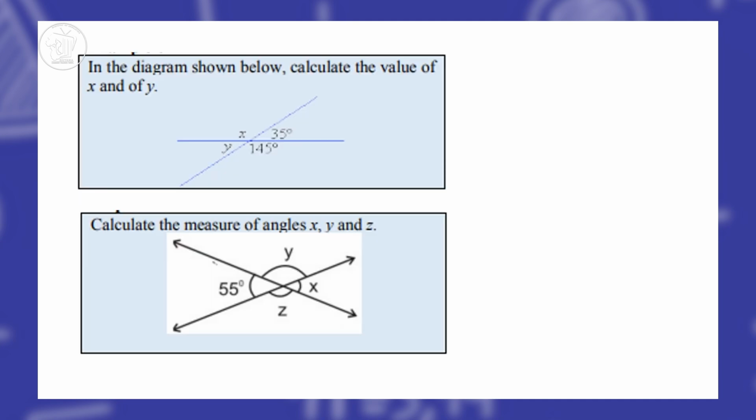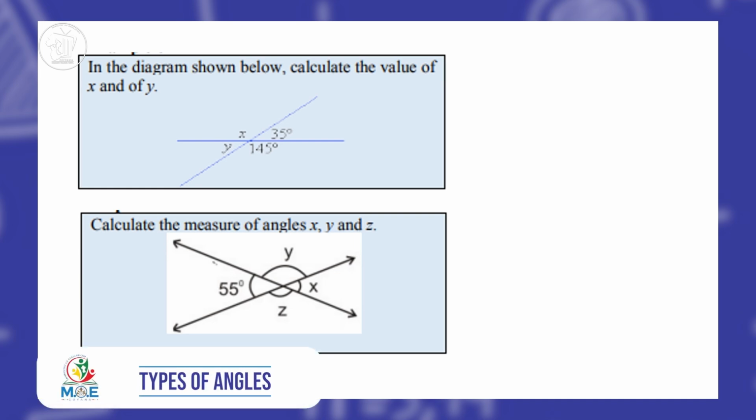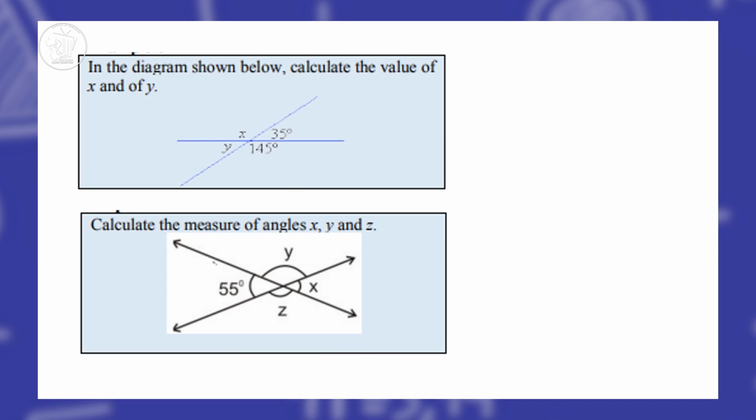So of course, let's look at some questions to answer under vertically opposite angles. The first one says, in the diagram shown below, calculate the value of X and of Y. So let's calculate the value of angle X. We see angle X, and first of all, we have two straight lines intersecting each other.